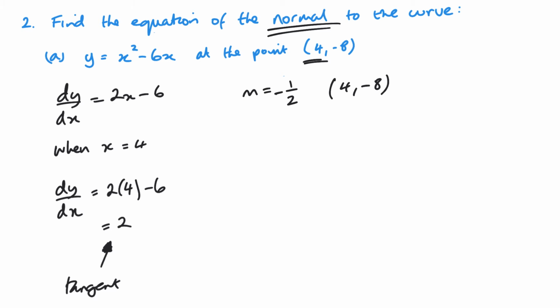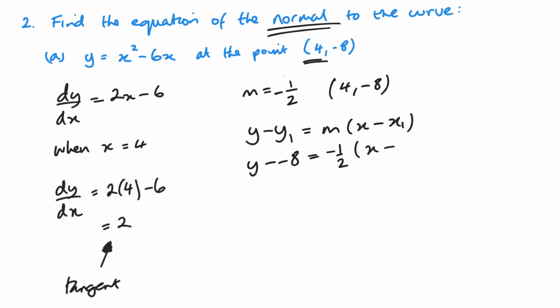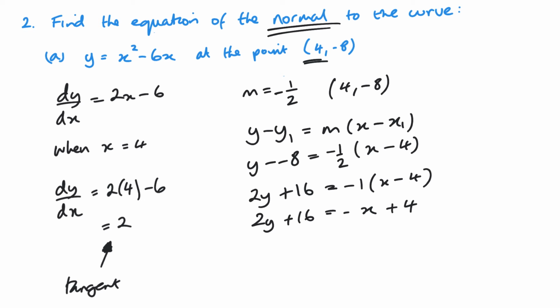And we have our point, and then we go to our familiar equation of a straight line and substitute in everything we know. So negative 8 for y, minus a half for the gradient, and 4 for x. Now I'm going to multiply by 2, so 2y plus 16 is minus. Now I have said before I normally would expand this in one go, but I'm just doing it in an extra step just to make it hopefully easier to follow.